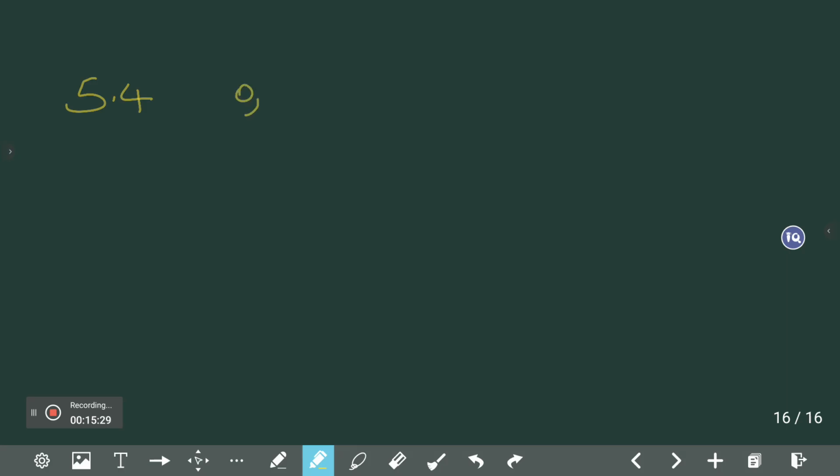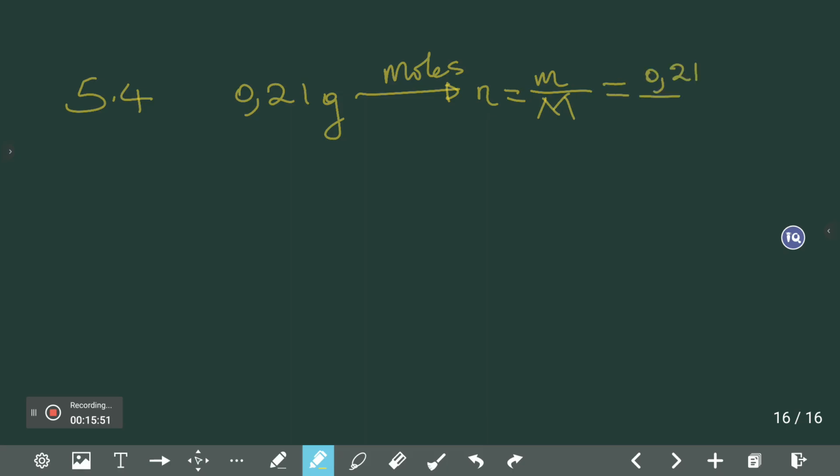Number of moles is the amount in grams divided by the molar mass. What is that? It's 0,21 divided by the molar mass of sulfur, which is 32. What does this simplify to?